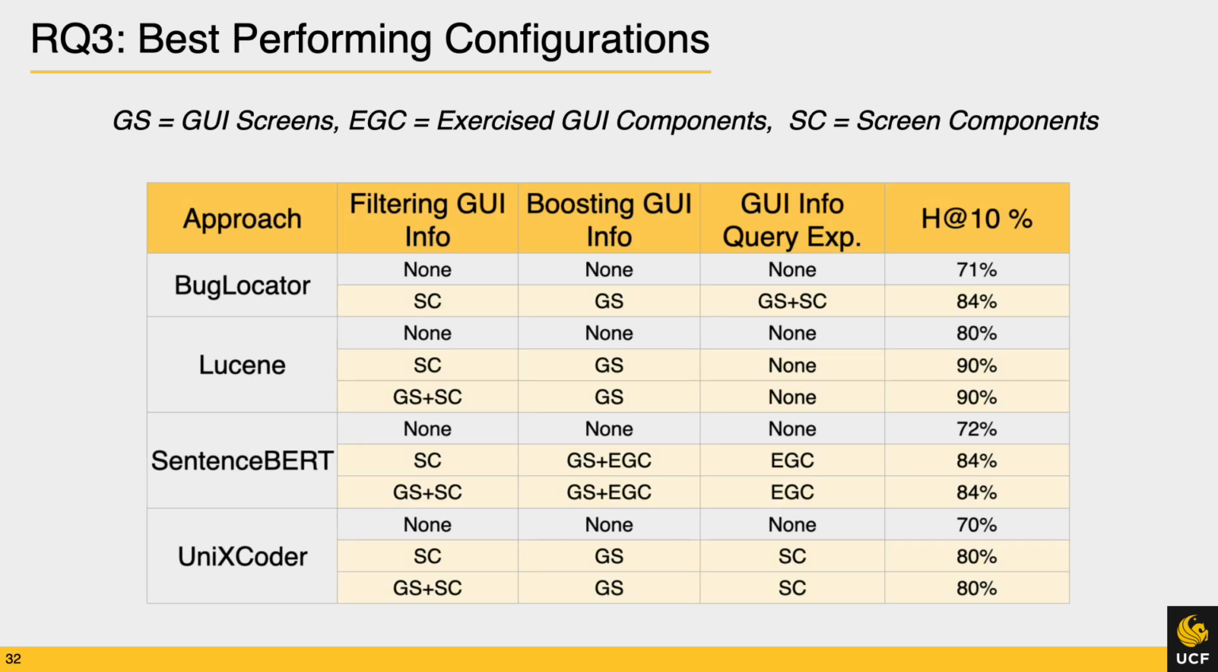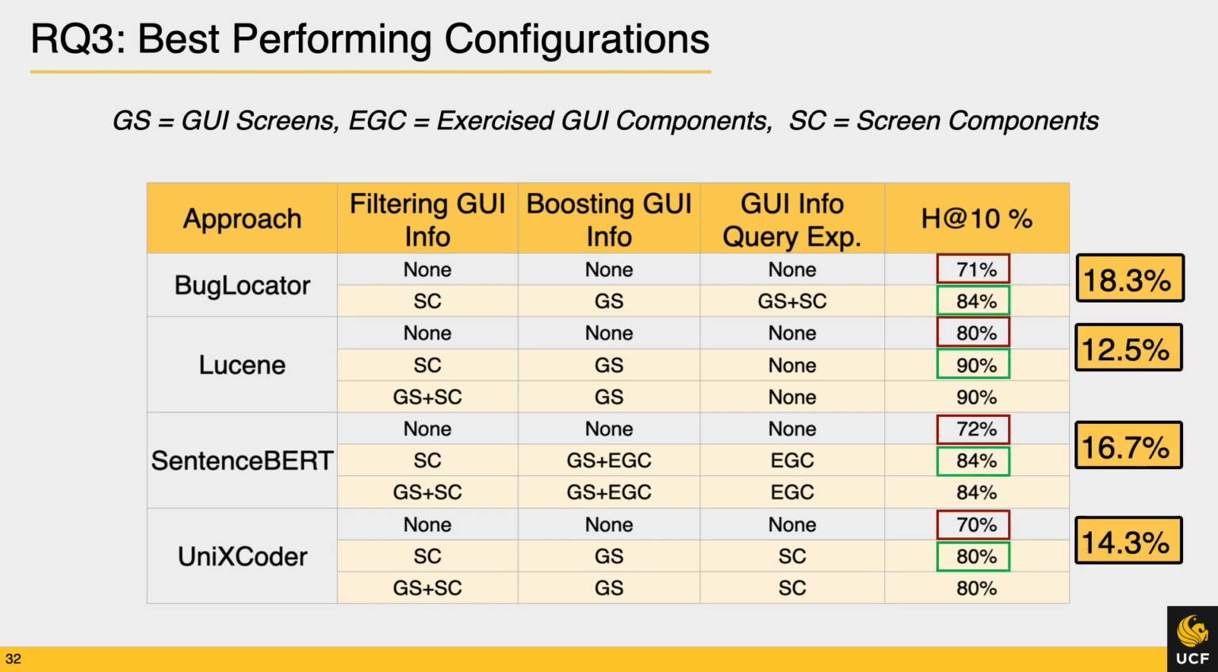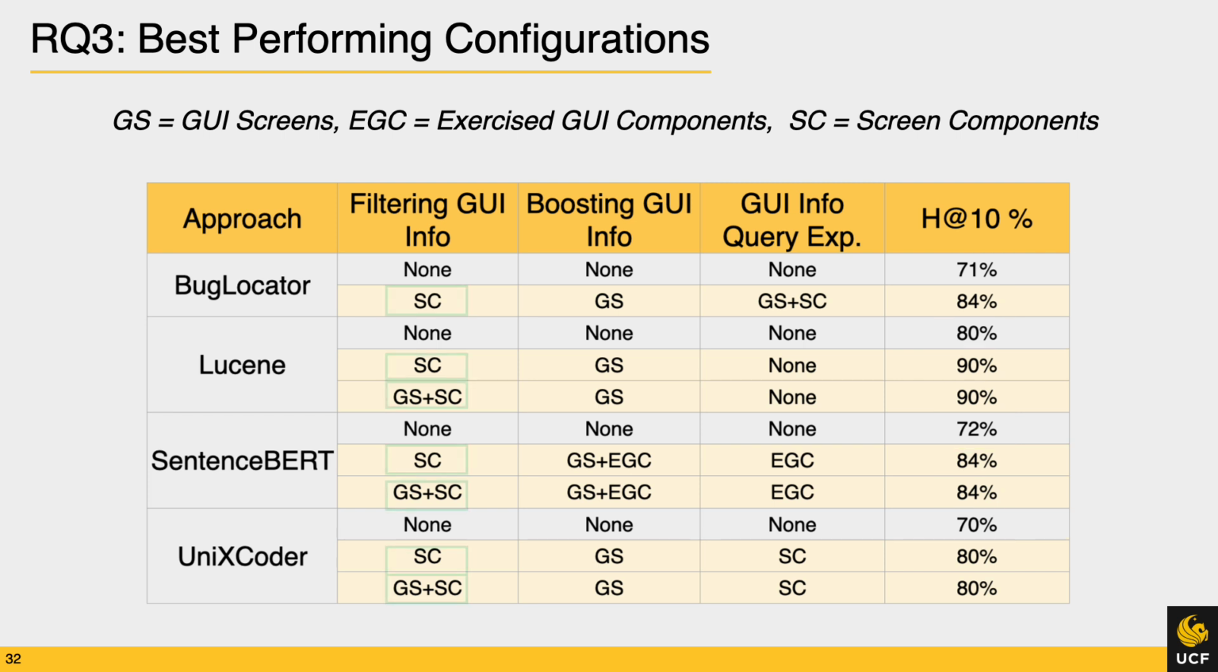For RQ3, we investigated the best performing configurations for each technique. These were selected by taking the top performing techniques according to Hit@10 and breaking ties according to Hit@5. Leveraging GUI information has improved performance across all techniques, resulting in a 12.5 to 18.3% increase in Hit@10. Filtering with screen components or screen components plus GUI screens, and boosting with GUI screens or GUI screens plus exercised GUI components, exhibits the best performance.